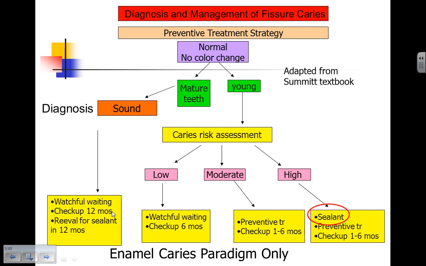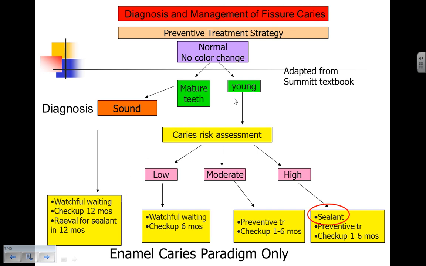We'll have recall, reevaluations, and checkups once every 12 months. And we'll evaluate for sealants every 12 months. In fact, for our older adult patients who demonstrate a very low caries risk because nothing's happened within the pits and fissures, we'll probably never do an intervention. It may pick up discoloration over time, which is normal, but no intervention is necessary.